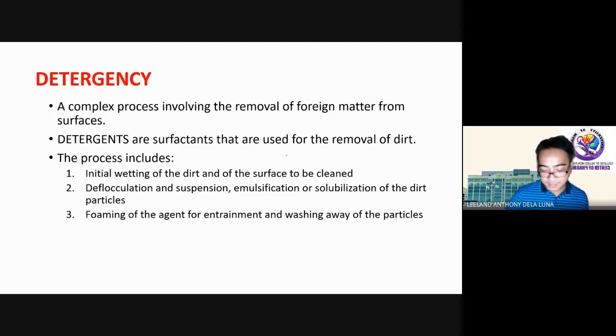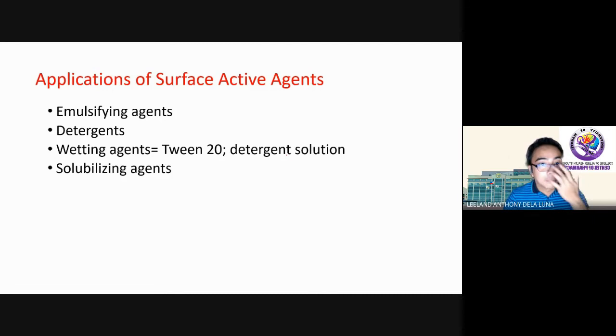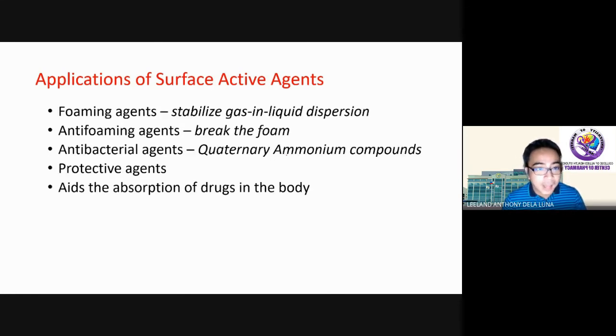Okay? Are we good so far? Alright. So applications, class, of surface active agents would be, again, emulsifying agents, pwede siyang gamitin as detergent, as wetting agents or as solubilizing agents. Most surface active agents, class, can be used for any of these. So wetting agents can be Tween 20 or detergent solution. Pwede naman. Okay, what else? Foaming agents. Anti-foaming pwede rin.